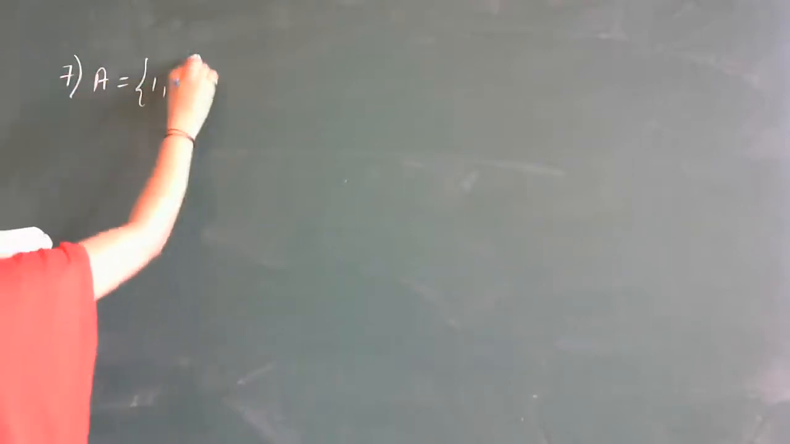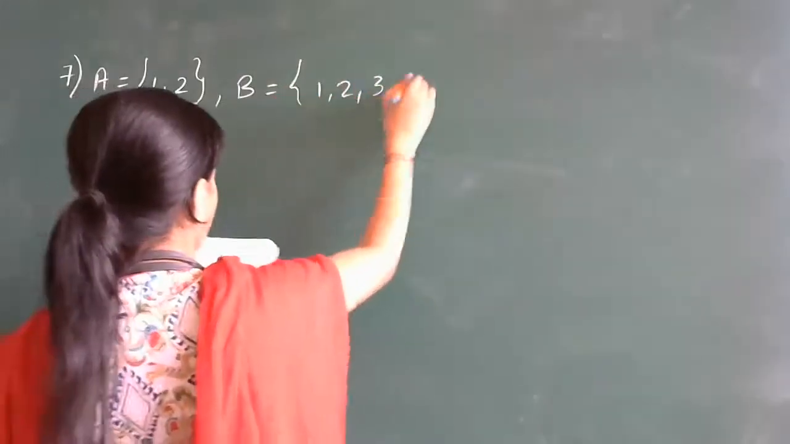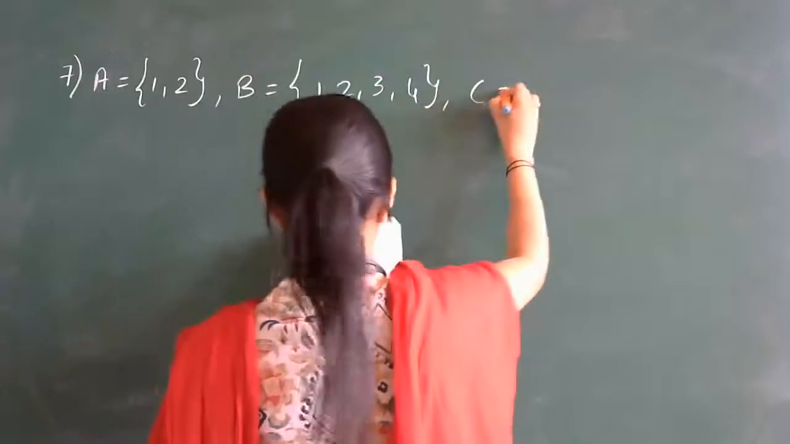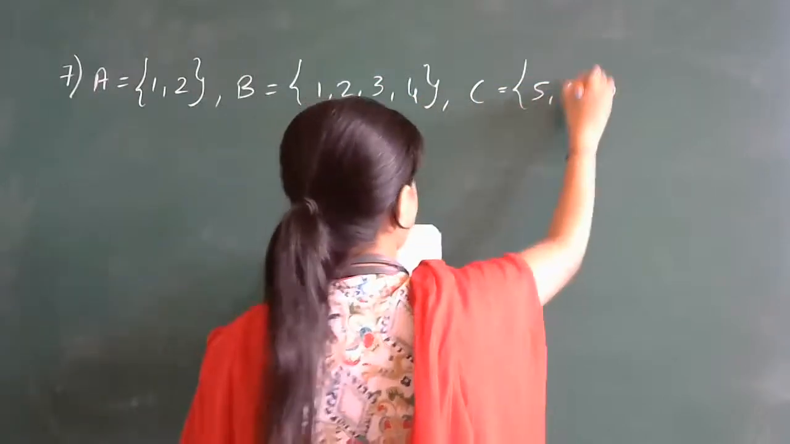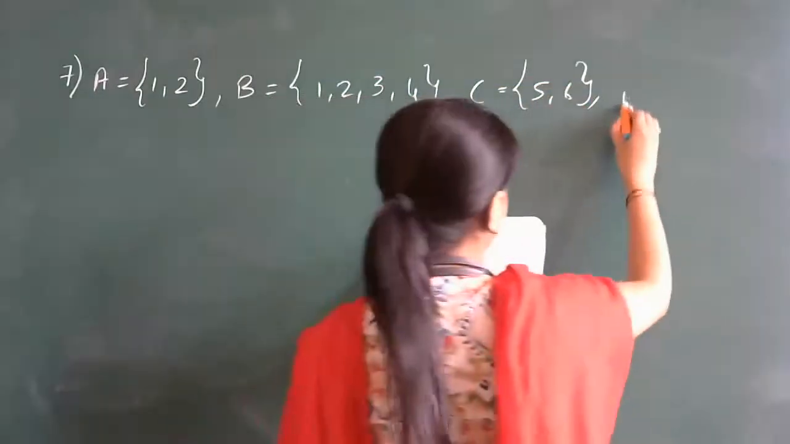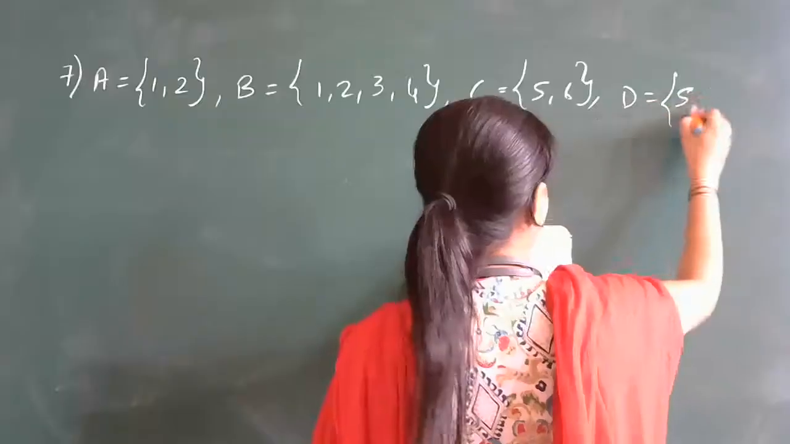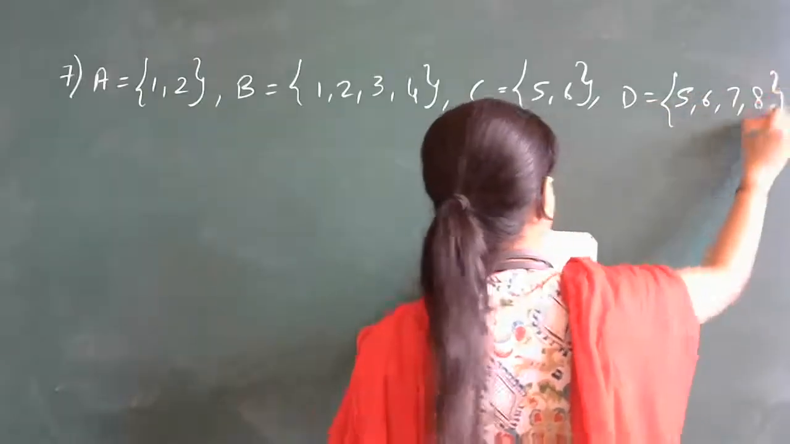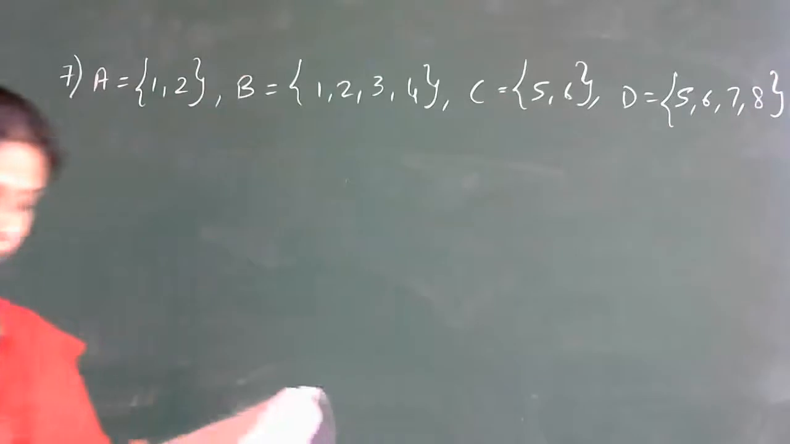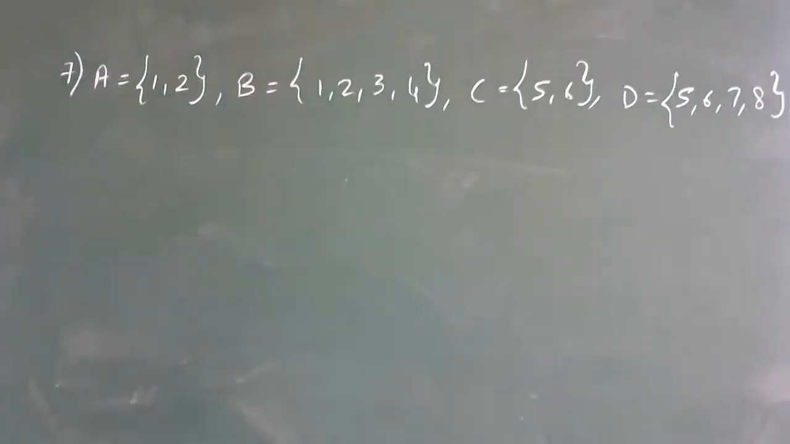Let A equals {1, 2}, B equals {1, 2, 3, 4}, C equals {5, 6}, and D equals {5, 6, 7, 8}. So we have to verify two things.